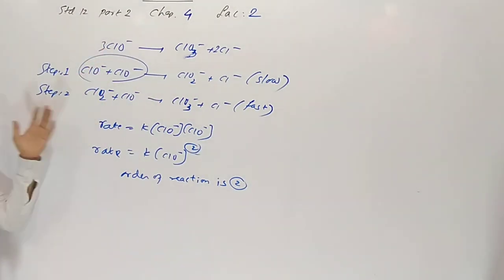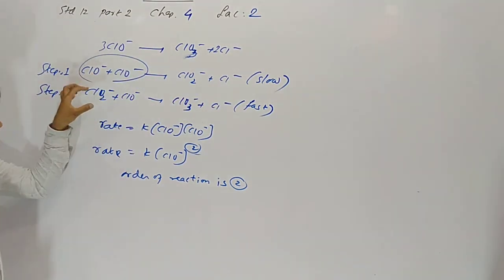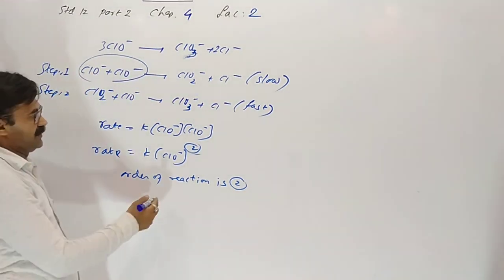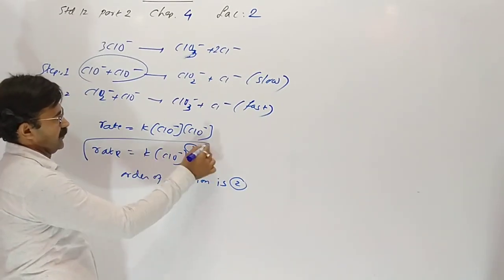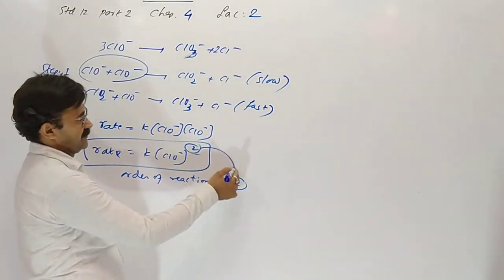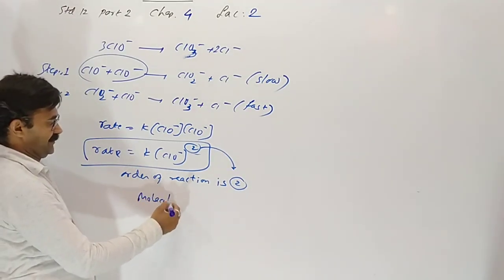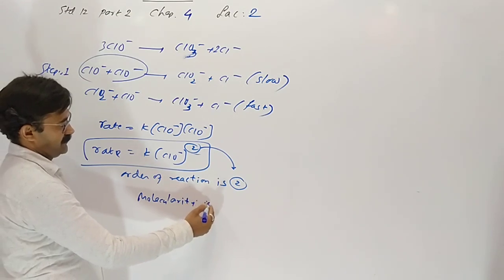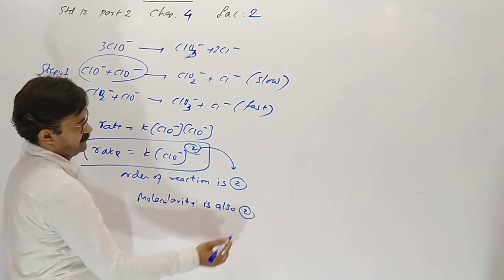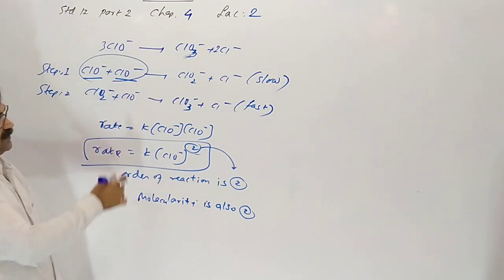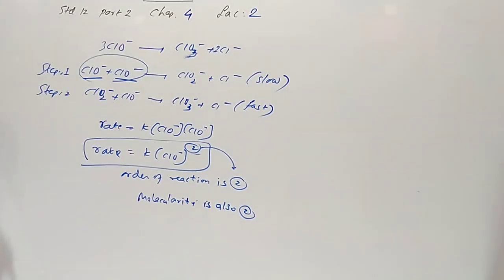Sometimes a reaction occurs in many steps. In the slower one, how many molecules collide? On the basis of it, we can derive the rate law, and on the basis of it, the order of reaction. Here, molecularity is also 2. Why? Two molecules collide at a time in the slower step. So molecularity is 2 and the order of the reaction is 2 for this reaction.